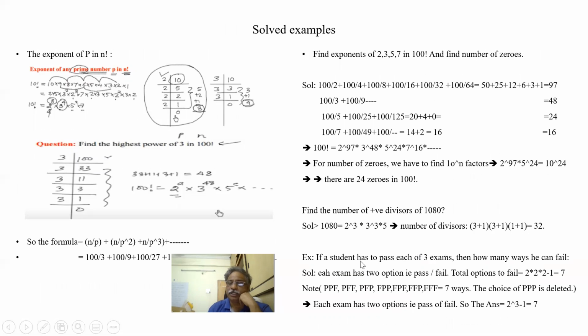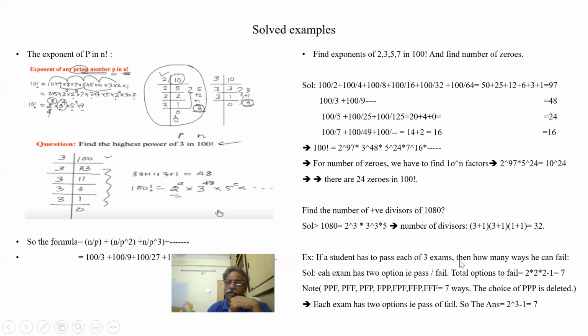Notice another example. If a student has to pass each of 3 exams, how many ways can he fail? So he can fail any one. He can fail 1, pass 2; pass 1, fail 1, pass; fail, fail, pass; fail, pass, fail; pass, pass, fail. So there are different possibilities for the 3 exams. So he can fail in 7 ways. Only PPP is the pass. So you can fail in 7 ways.